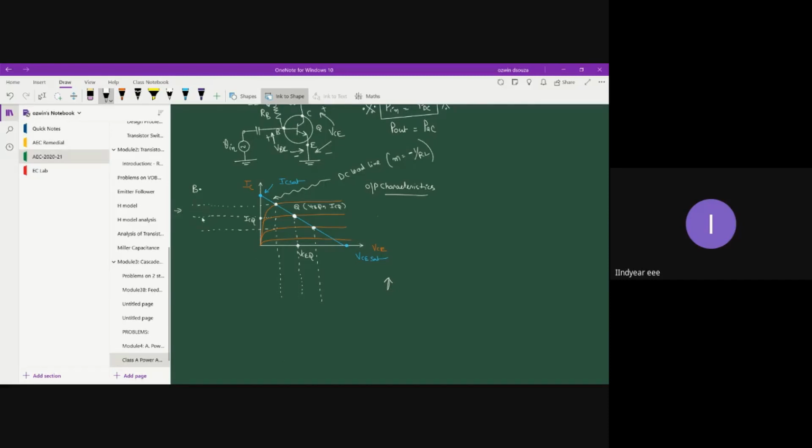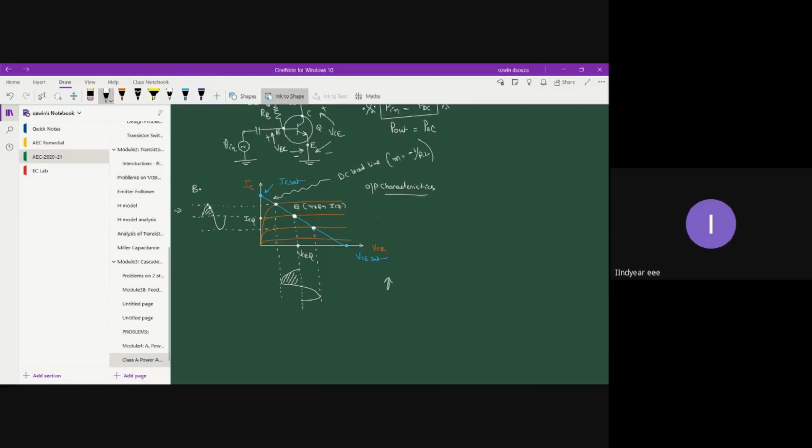So the collector current waveform, let me draw. This is your collector current, and this is your output voltage. Okay, so this is the positive half cycle. For the positive half cycle of the collector current, you are going to get the negative half cycle of the voltage. That's because the transistor is driven in common emitter configuration. All right, so this is the waveform.